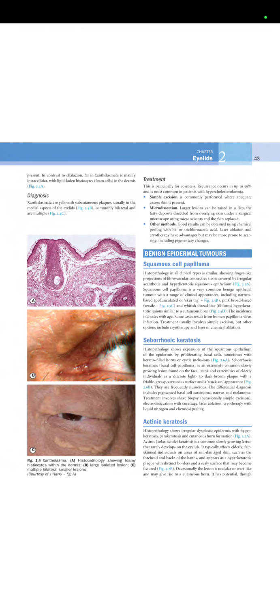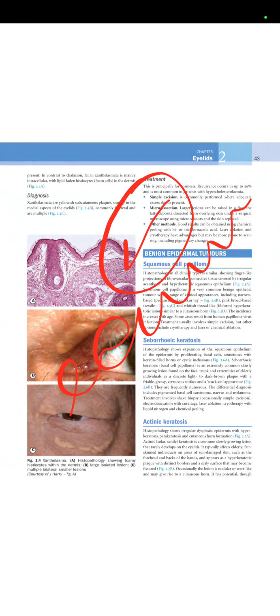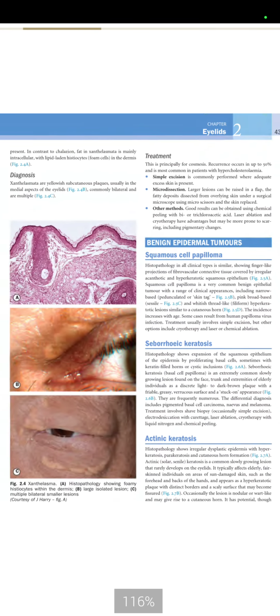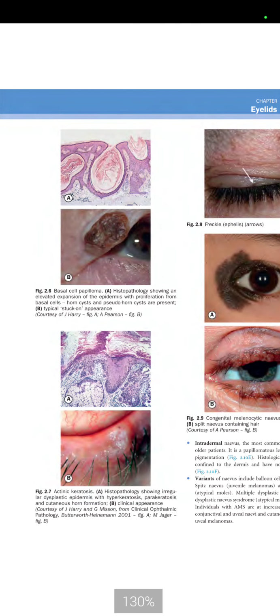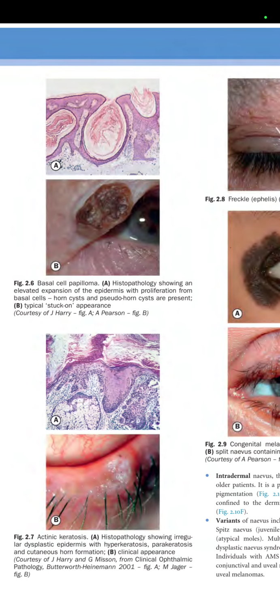So I told you earlier that these are benign lesions, and all you can do is basically excise the tumor itself. So you can see figure 2.7, and it is showing the actinic keratosis. A is showing the histopathology showing irregular dysplastic epidermis with hyperkeratosis, parakeratosis, and cutaneous horn formation, and B is showing the clinical appearance.